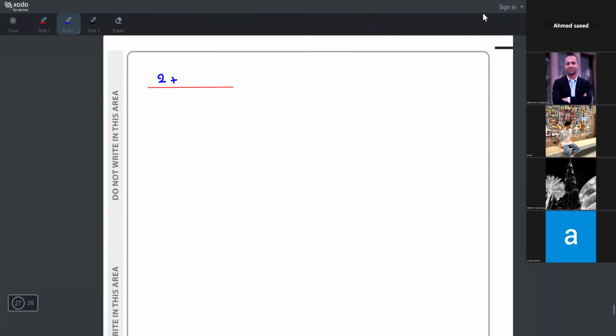2 plus root 3 over root 2 minus 1. Simplify this expression. Rationalize the denominator and simplify the expression. Everyone, we will solve the question, give me your final answer. Okay, this is the last thing in our session, inshallah.